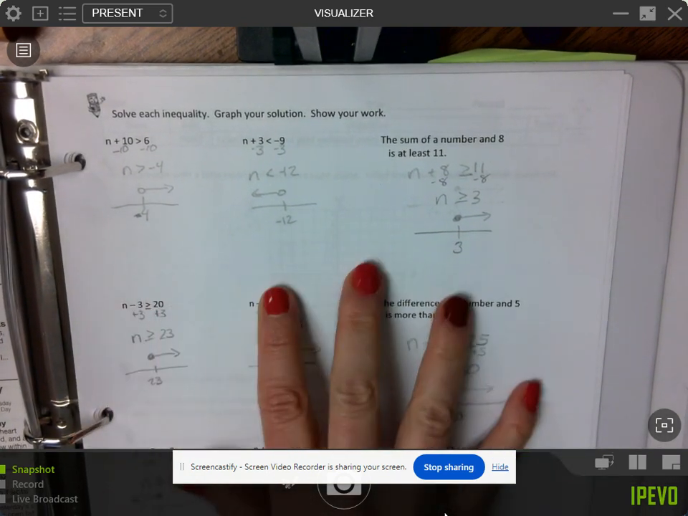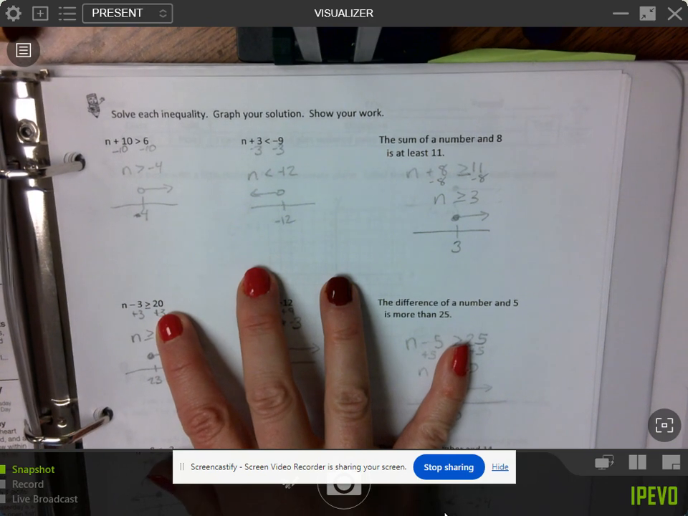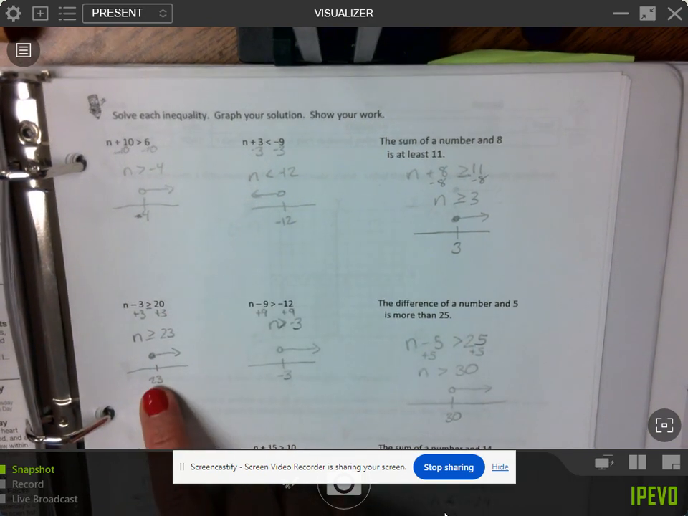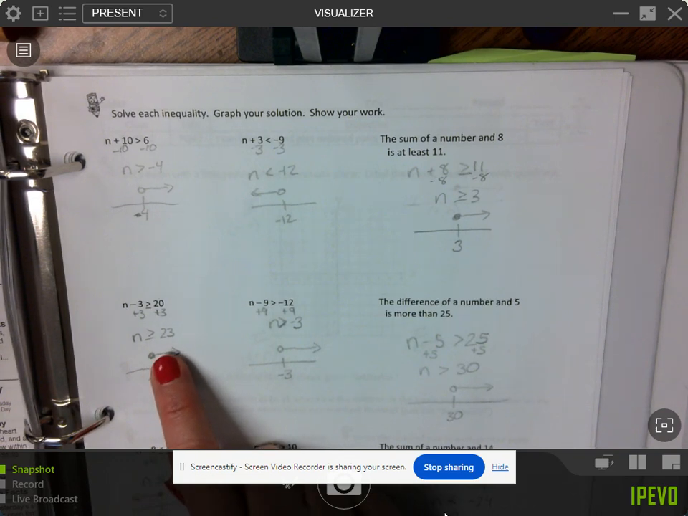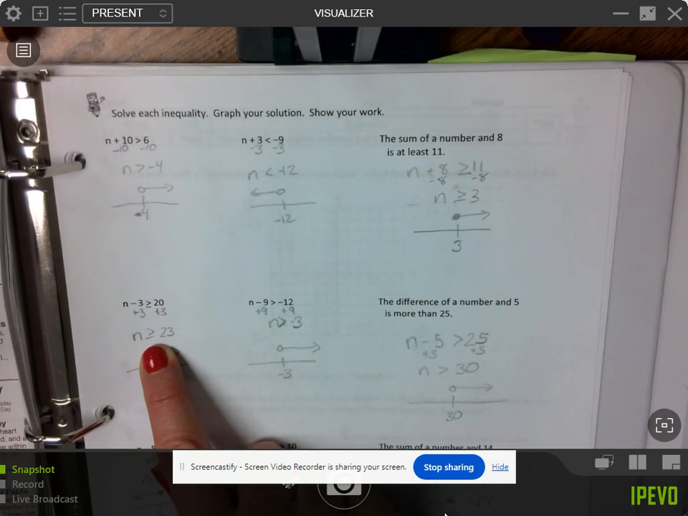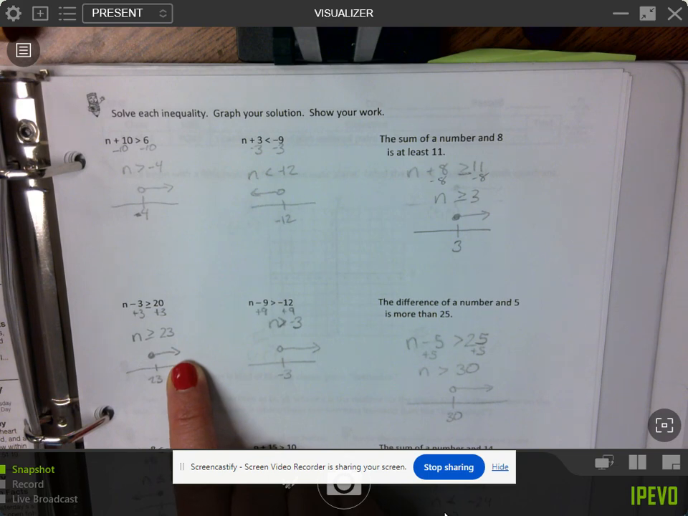Any questions on that top row? Middle row. N is greater than or equal to 23. So we have a 23 on our number line. Our circle is shaded in because it's equal to, pointing to the right because it is greater than.